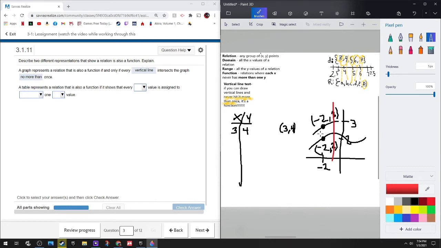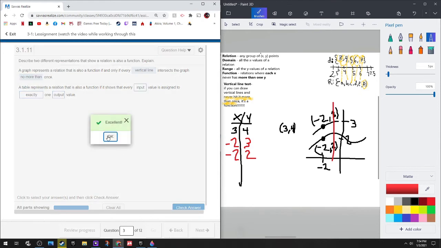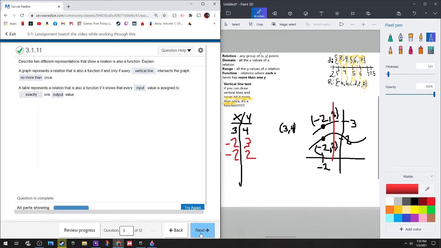But what does that mean for a table? Well, that would mean that on a table, I couldn't have something like this. I was mentioning this a couple minutes ago. See how -2 repeats itself in the x? That's bad. The x's we call inputs. So every input has exactly one output.